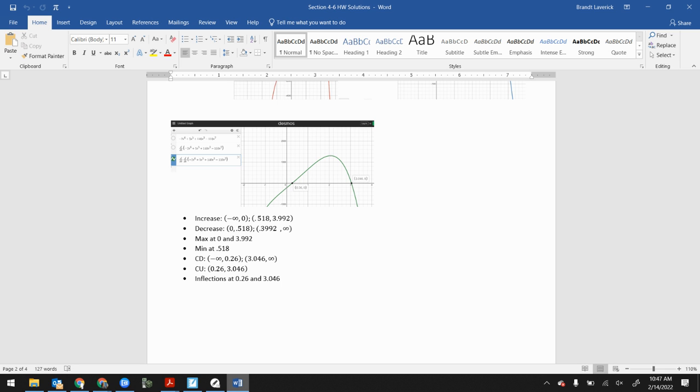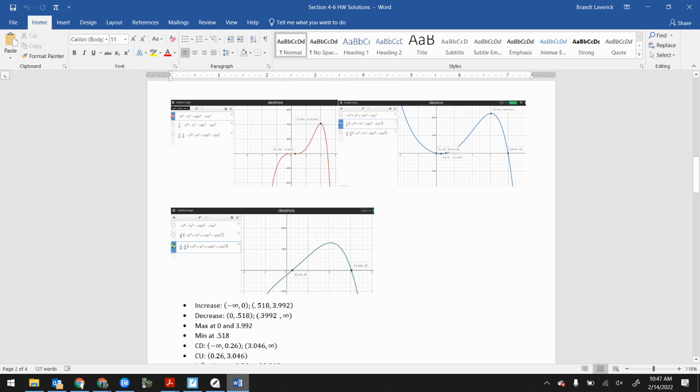Does that make sense? And I want to see all of those pieces revealed on the graph. Like if you say there's an inflection point at 0.26 and then 3.046, and then don't have those points revealed on your double derivative, then I'm going to take some points off because I need to see it on there. You might need to manipulate your window.